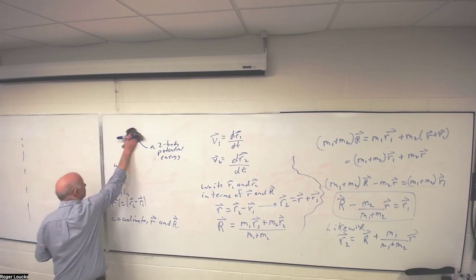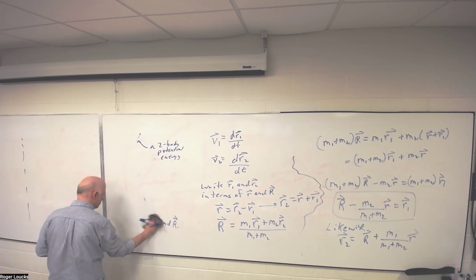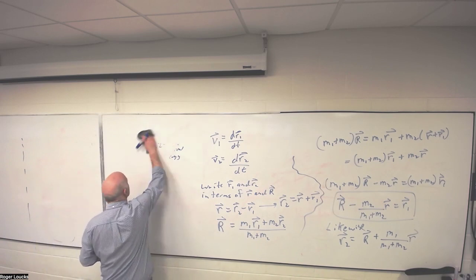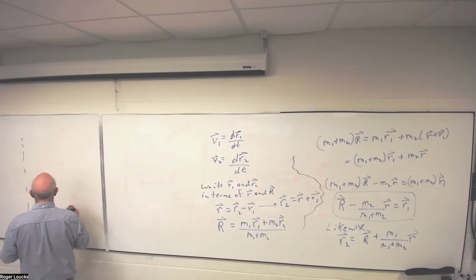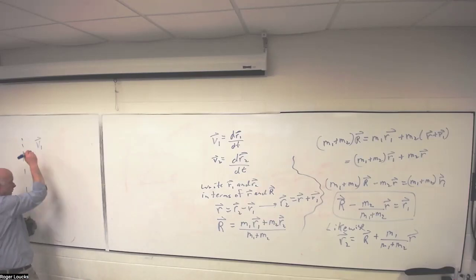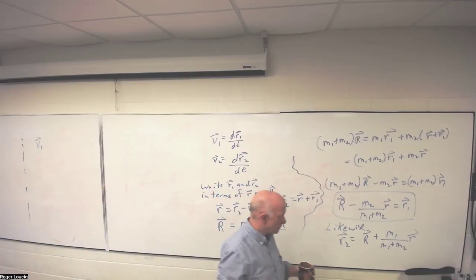We need the velocities here. So what is V1 again? dR1/dt. Yeah, I take the derivative. So my V1 factor is sitting out there.